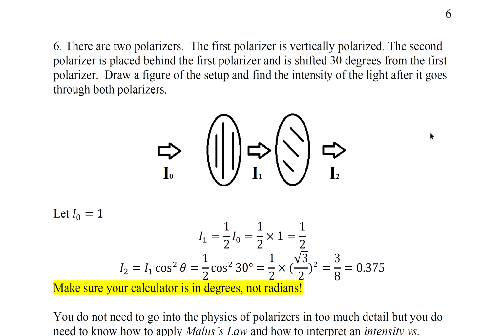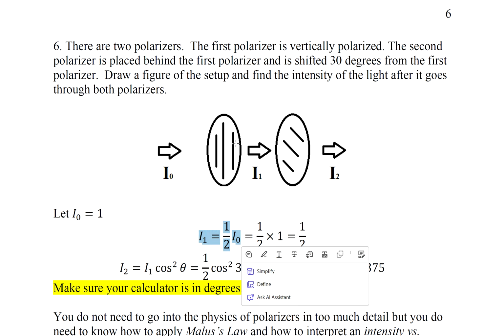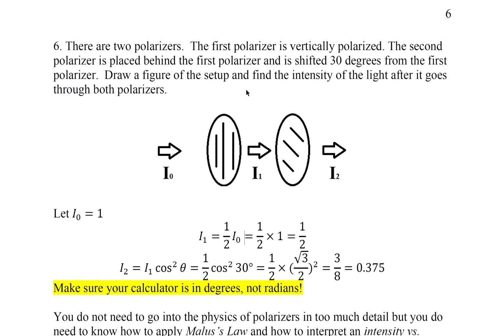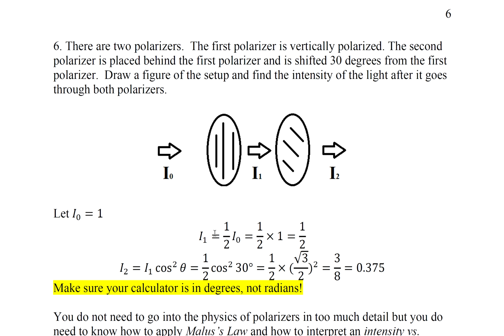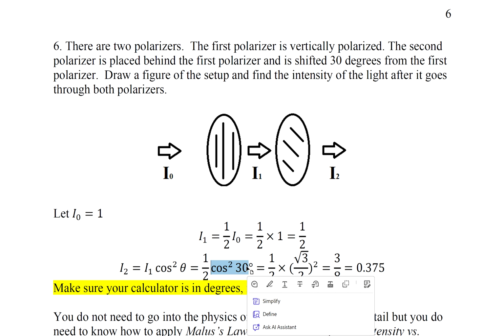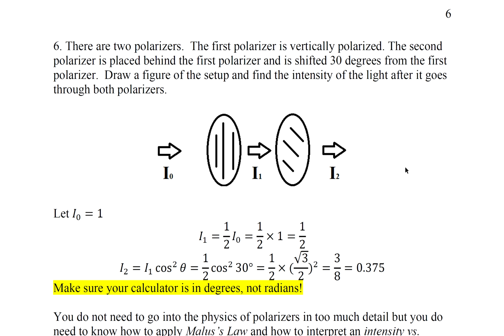So, let's let I sub 0 equal 1, has a magnitude of 1. Then I1 is equal to 1/2 I sub 0. So I1 is 1/2. I sub 2 is I1 cosine squared theta. So I1 is 1/2, it's going to be the cosine squared of 30 degrees. So that means we only get 37.5% of the outgoing light.